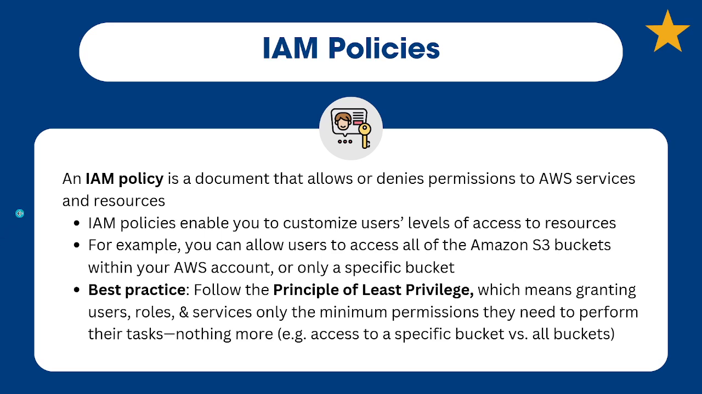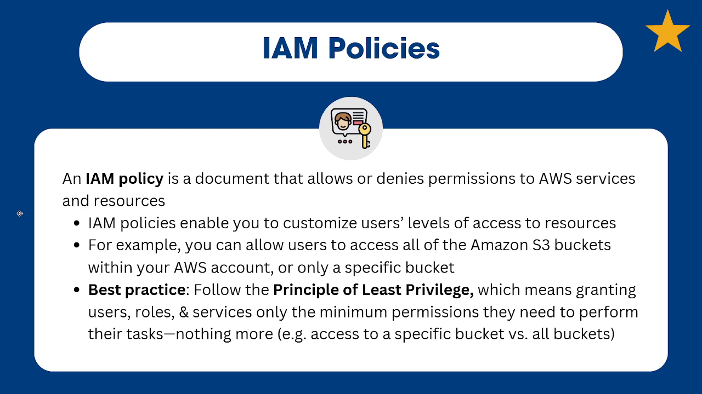So how do we actually define those permissions for users? Once we've added our users, one for each person in our organization, we're going to have to give them specific permissions. We do this through things called IAM policies. They allow or deny permissions to AWS services and resources, and they can be assigned to IAM users. They can also be assigned to groups, as we'll discuss. IAM policies enable you to customize users' level of access to resources.